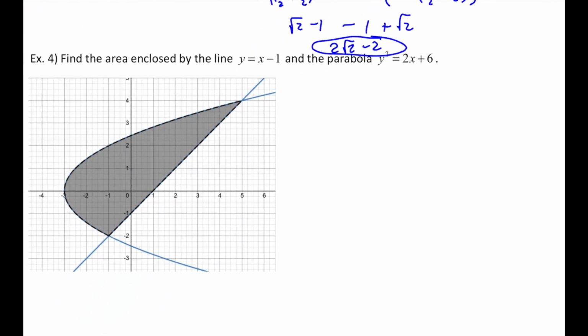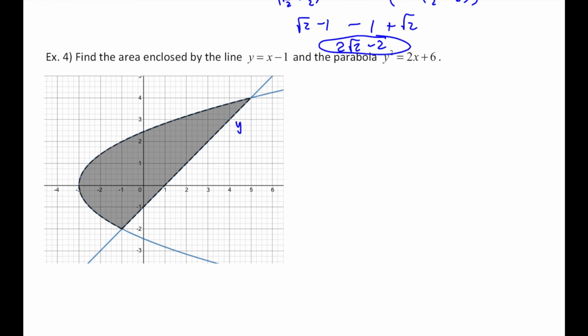Find the area enclosed by the line y equals x minus 1, and the parabola, overlap. I know that curve because, well, it's a line. Oh, y squared equals 2x plus 6. That's this curve over here. y squared equals 2x plus 6.